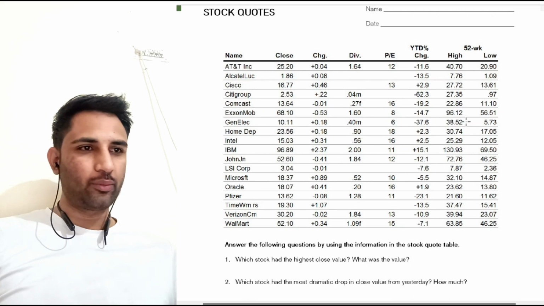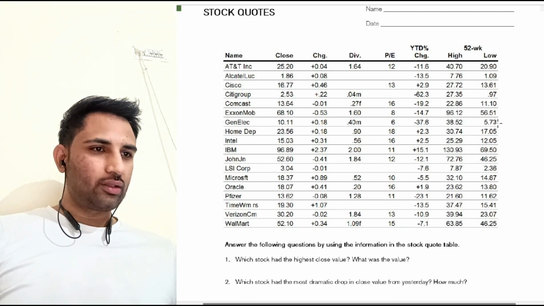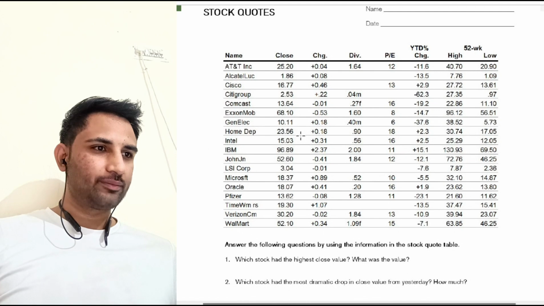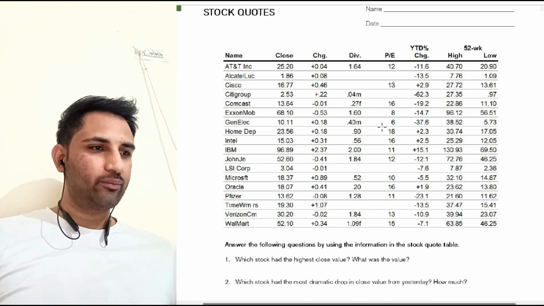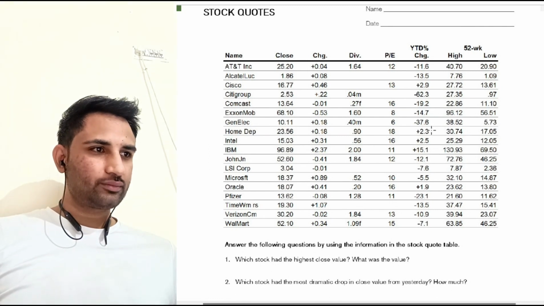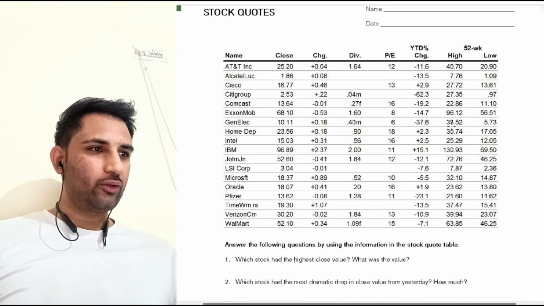Next one is Home Depot. The closing price for Home Depot was 23.56. Change is 0.18 percentage. Dividend is 0.90. The profit earning ratio is 18 per share. The year to date change is 2.3% positive. That means the price is increased only 2.3% in the last 1 year. 52-week high and low are 30.74 and 17.05.